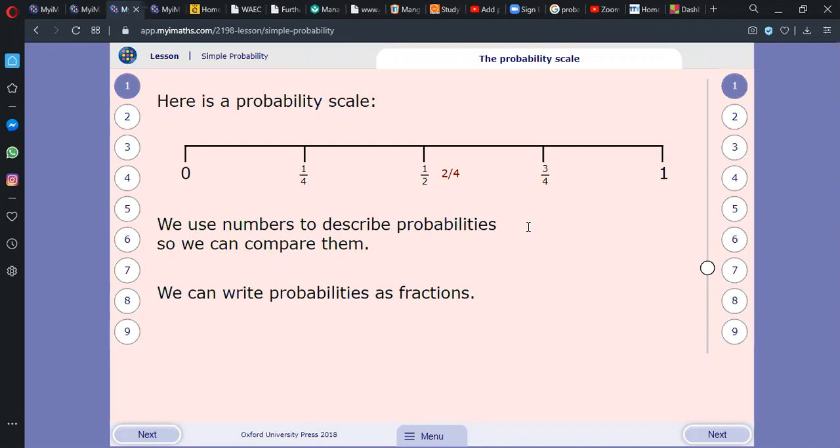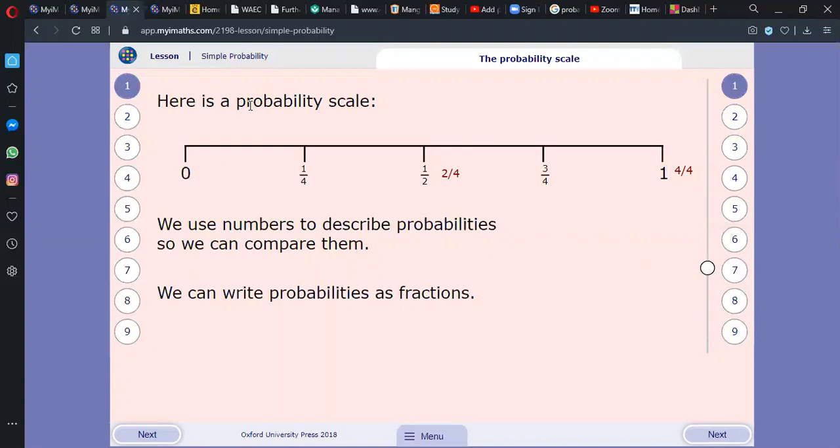Just for you to look at and see how the scale is going, on a scale of 4, I have 0 starting from 0, then 1 out of 4, 2 out of 4, which is the same as half, 3 out of 4, then 4 out of 4 is the same thing as 1. So if you write it as 4 out of 4, you still have exactly the same thing as 1. Okay, just to take a look at that.